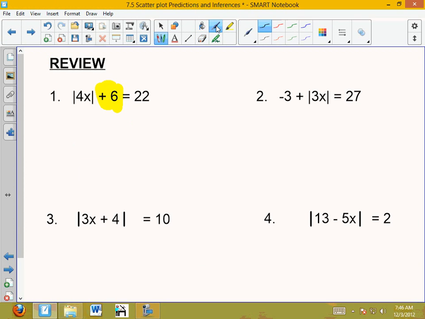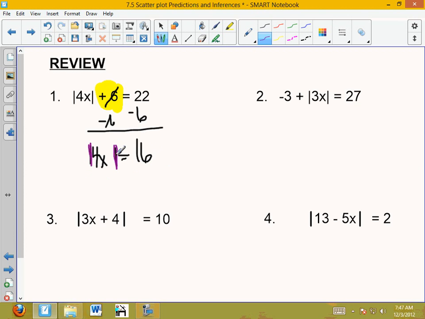So because that is outside of the absolute value, you have to get rid of that first, okay? So I'm going to subtract 6 from both sides. Now, that cancels this out, leaving me the absolute value of 4x equals 22 minus 6, which is, sorry, 16. That'll be 16. This is my absolute value right here. It's not 14.